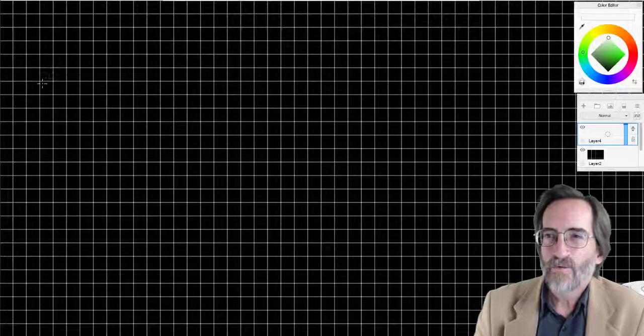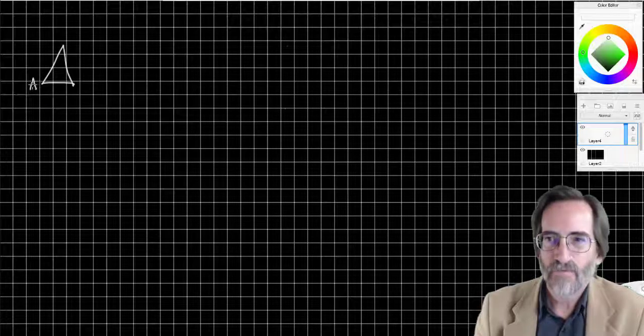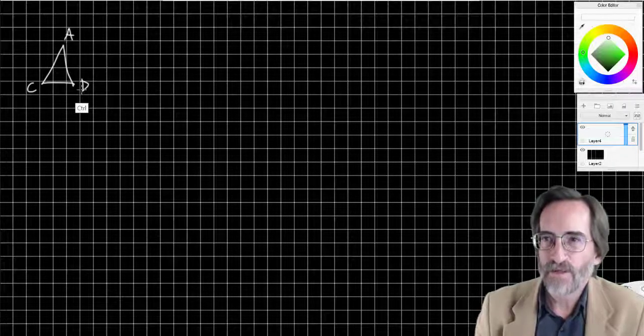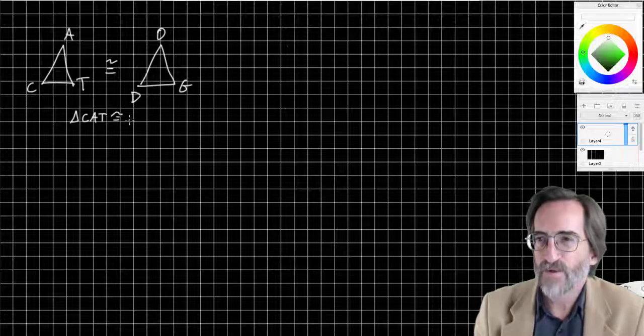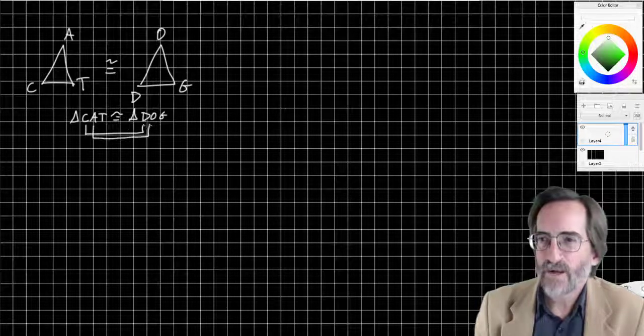Okay, recall, if I make a statement like triangle CAT is congruent to triangle DOG, that means something very specific. It means all the corresponding parts are congruent. That means six sets of facts are true.